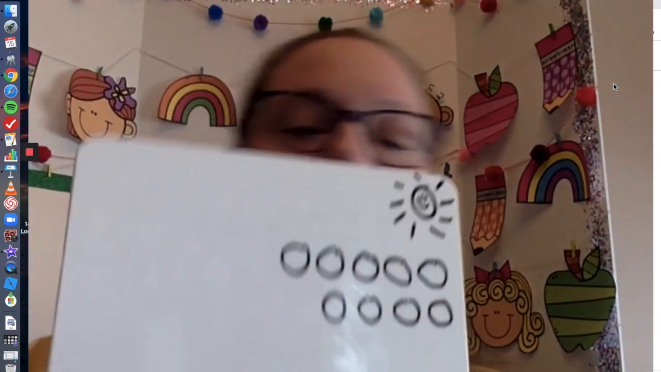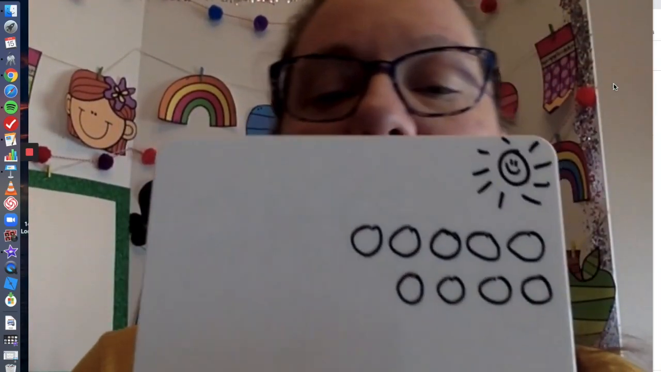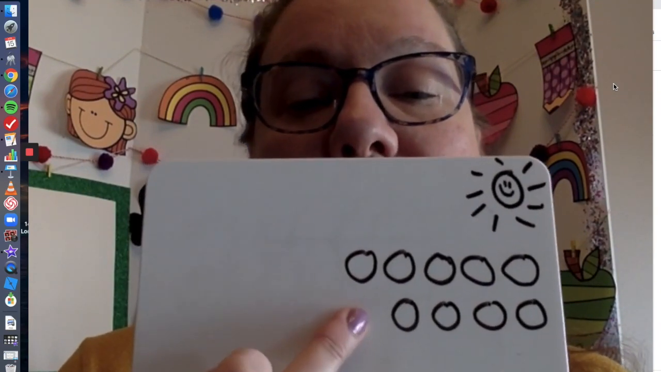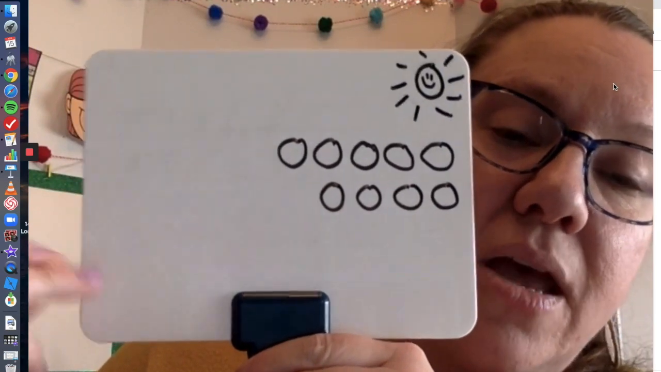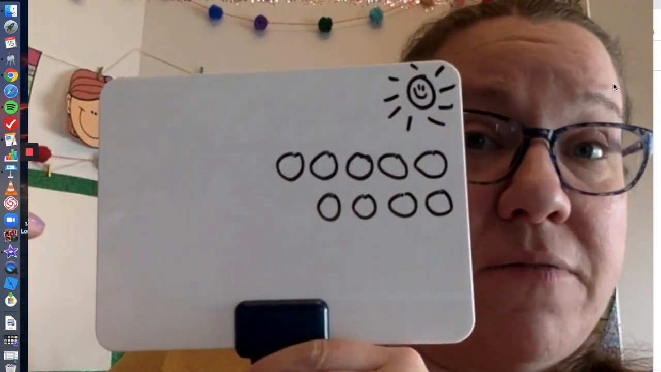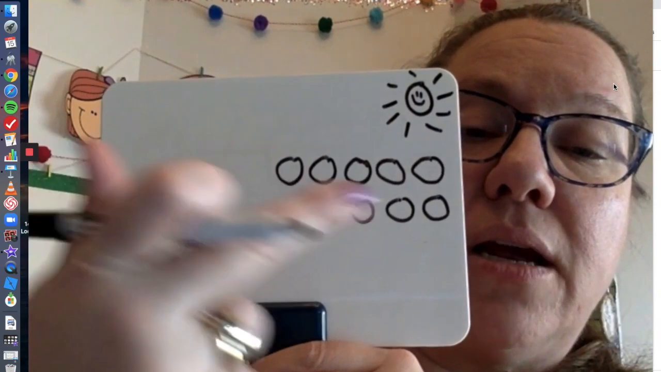So see, my friends, when I draw it this way, then I know I only need 1 more to get to 10. Do you see how there's 1 missing? It kind of looks like an invisible 10 frame. So you could do it in a straight line. That's perfectly fine. Or you could do it in groups of 5.